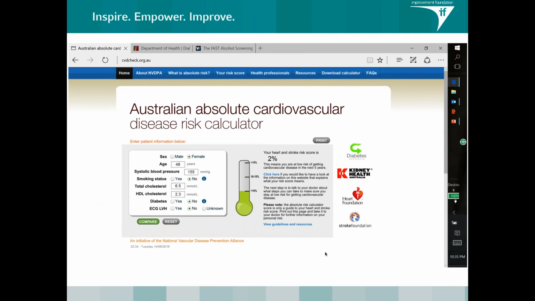So, her absolute cardiovascular risk assessment. So this is freely available on the website. Just type in absolute cardiovascular risk, and it's cvd.check.org.au. Now you can see that her absolute risk is 2%. So 2 people out of 100 over 5 years will have a heart attack. With her risk, which is really quite small.